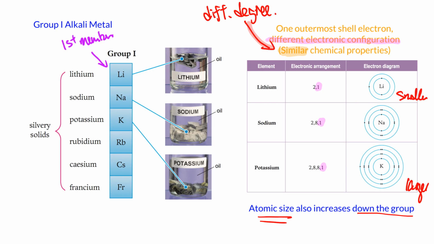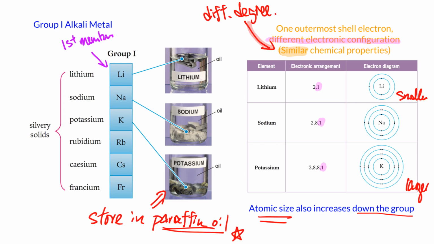Group 1 metals are very reactive. So all of the elements, no matter if it's lithium, sodium, or potassium, when we try to store them, we store them in paraffin oil. This is also very important. It is to prevent them from reacting with the oxygen in the air, the water vapor, or the moisture in the air. So normally we'll store them in paraffin oil. Pay attention to the spelling as well.